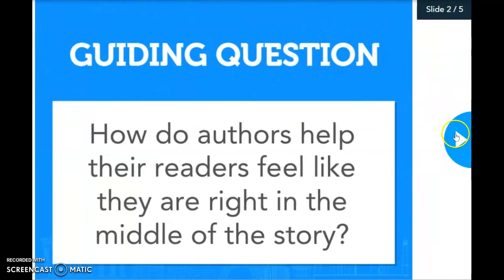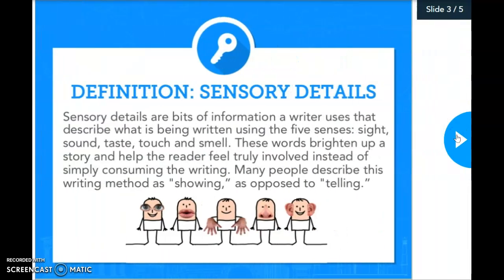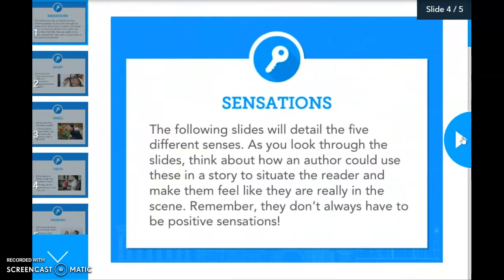Remember, when I am appealing to the senses, I'm adding sensory details, or bits of information that describe what's being written using the five senses, so my reader can see it by just looking at the words: sight, sound, taste, touch, and smell. These words brighten up a story and help the reader feel truly involved instead of simply consuming the writing. Many people describe this writing method as showing as opposed to telling.